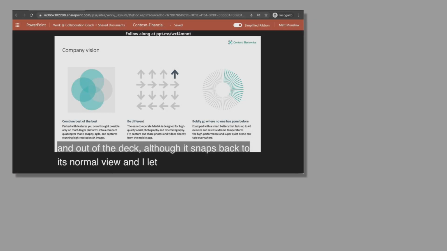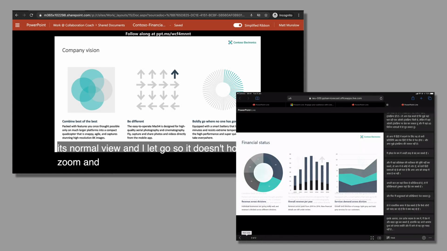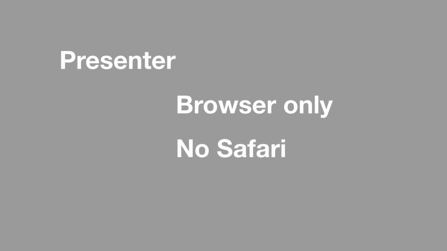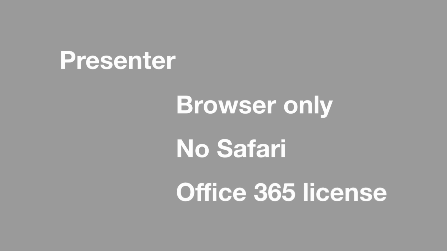So in this video we're going to look at live presentations from 2 points of view. First of all, the presenter and then the audience. If you're a presenter, there's a few things you need to know. First of all, this is a feature for the browser, so it doesn't work on the desktop app and in any browser except Safari, so you can't present from Safari. Presenters are also going to need an Office 365 subscription to start the live presentation in the first place.